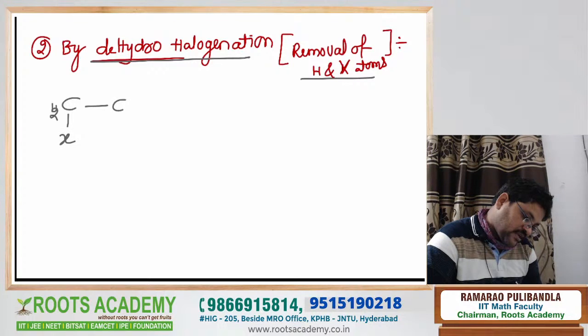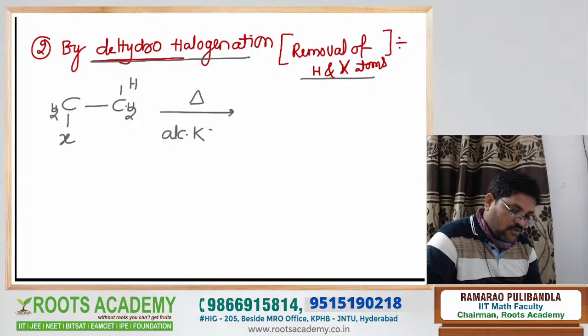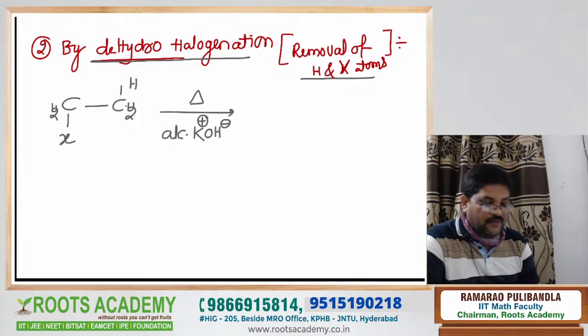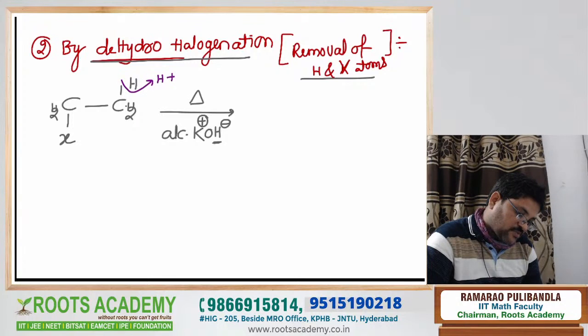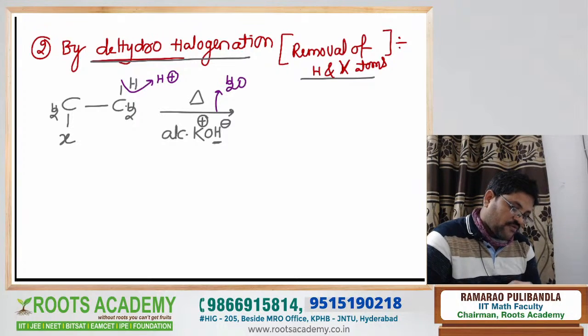CH2X, I am writing here CH2H. Simple explanation, students, no confusion. Heat with alcoholic KOH. What is alcoholic KOH? KOH dissolved in water. Now the OH minus is a strong base. The strong base removes the hydrogen as H plus ion. Now the H plus ion combines with OH minus, loss of H2O.